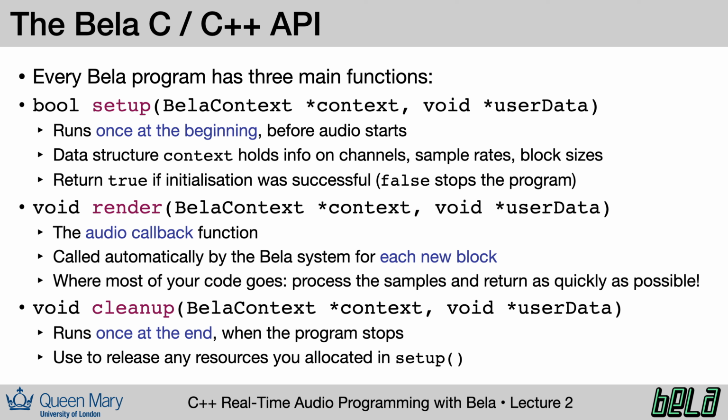There's a function called render, which is going to be called repeatedly by the Bela system for you to process the audio. And finally, there's a function called cleanup, which runs once at the end of the program. Each of these functions takes two arguments, one of type BelaContext and one of type void star. The second of these we won't look at now. It's essentially an opportunity for you to pass a custom data structure into your program, but it's not something that we typically use in our examples.